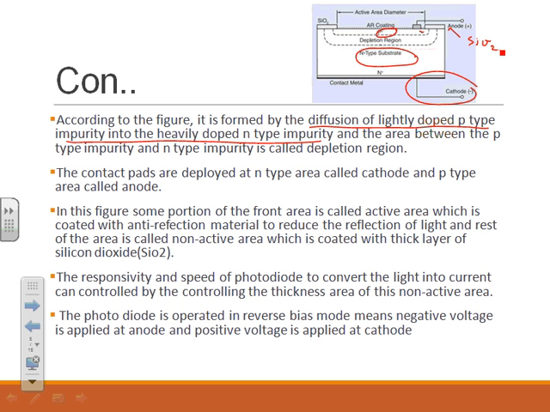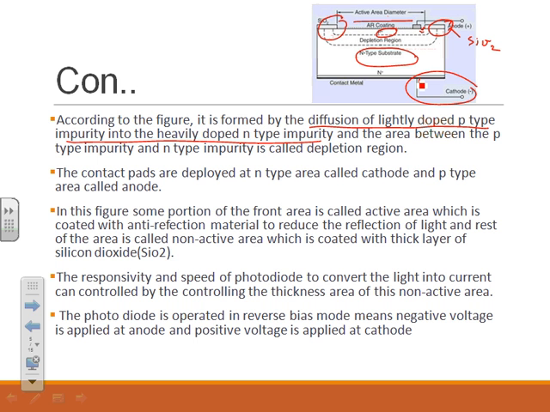So in this figure, we see some portion of the front area called the active area. This area is coated with anti-reflection material to reduce the reflection of light, and the rest of the area is called the non-active area, which is coated with a thick layer of silicon dioxide. This is the active area. The silicon dioxide layer on the two sides is the non-active area. The contact with the p-type material is called the anode, and the contact with the n-type material is called the cathode.